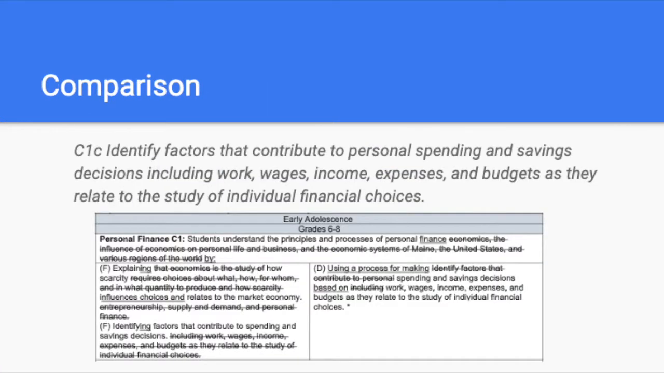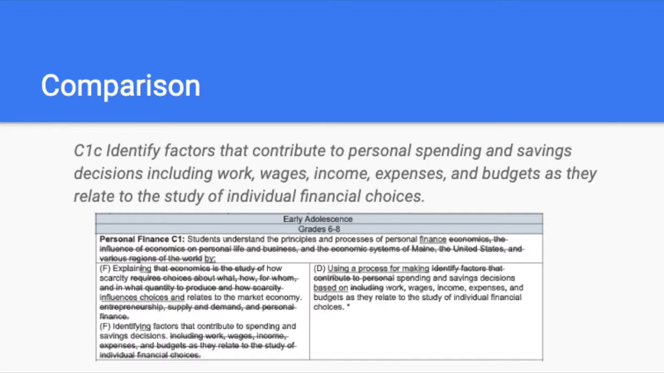I think what these changes mean for social studies teachers is that we now have performance expectations that are far more specific and measurable. In particular, I think it will be less difficult to integrate specific personal finance and economics understandings with the skills we want students to demonstrate. For example, as shown on this slide, the old version of the C1 6 through 8 span read, students will identify factors that contribute to personal spending and savings decisions, including work, wages, income, expenses, and budgets as they relate to the study of individual financial choices.